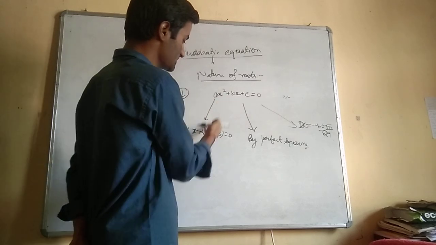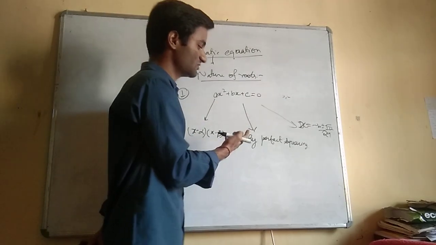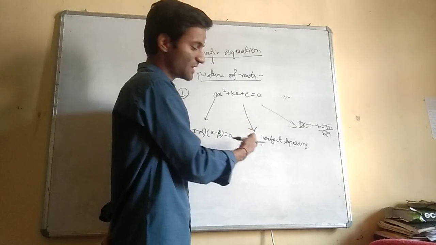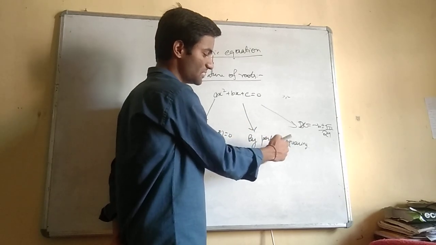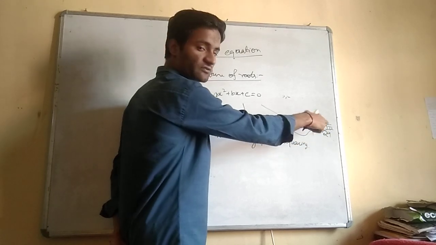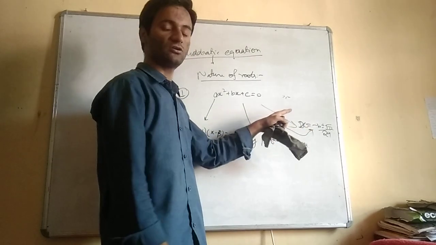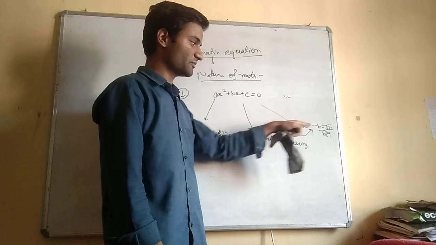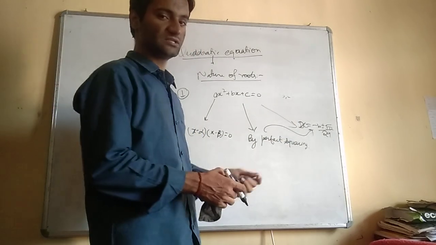So if it is possible to factorize, we will factorize and try to find out the roots. And if we think that it is very easy to apply the method of perfect squaring, we can apply that, and with the help of this perfect squaring we will prove the Sridharacharya formula. So our main target is to understand the Sridharacharya formula and the roots and the nature of roots with the help of the formula. This is our main purpose that we will deal with.